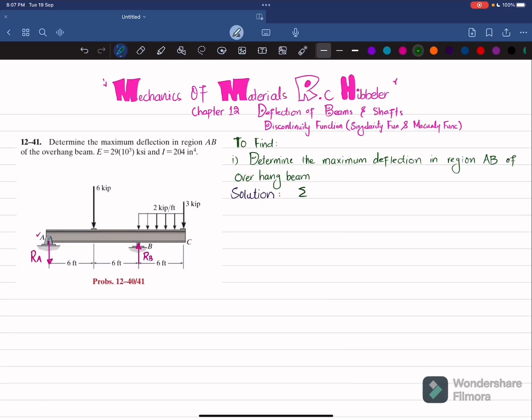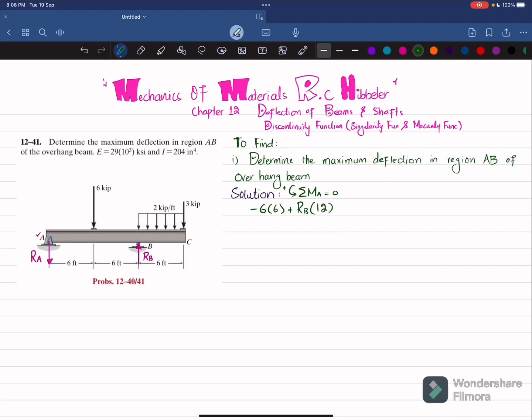The first equation of equilibrium is that the sum of all moments about point A is equal to 0, taking counterclockwise moment as positive. This is point A and RA is passing through it, so it is not producing a moment. The first moment is produced by this force, 6 into perpendicular distance 6, and it is producing clockwise moment, so it will be negative. I will write minus 6 times 6. The second moment is produced by RB, RB into perpendicular distance 12, producing counterclockwise, so it will be positive. I will write plus RB into 12.